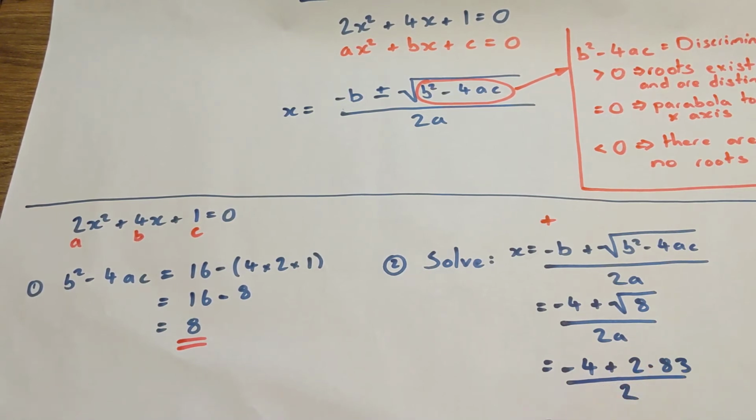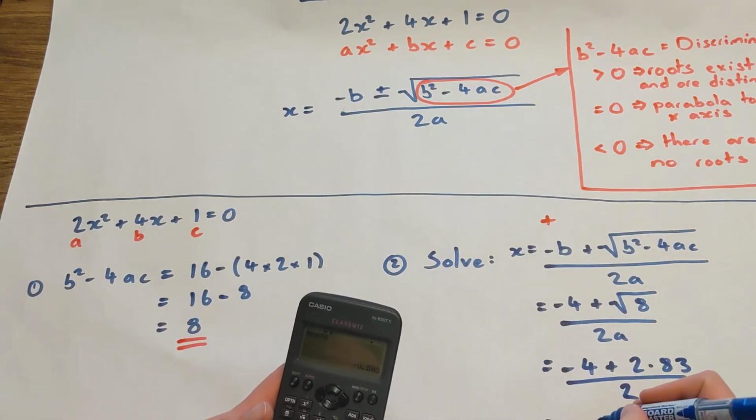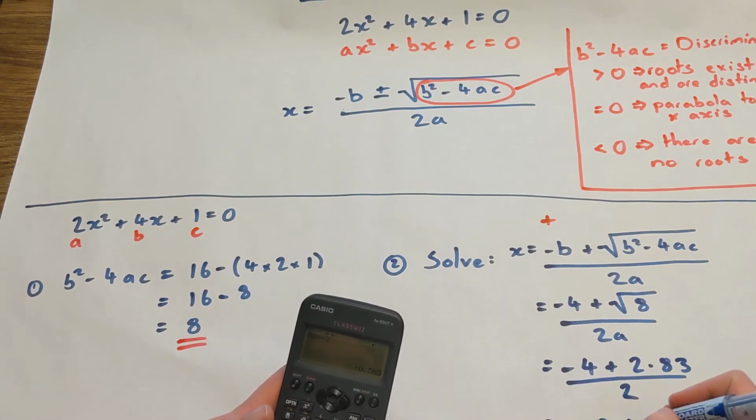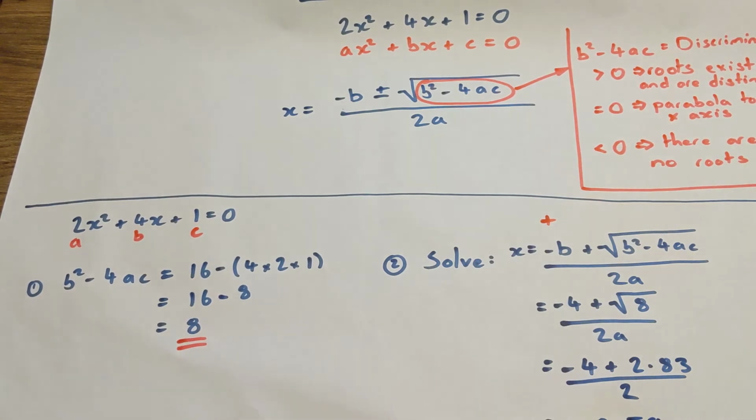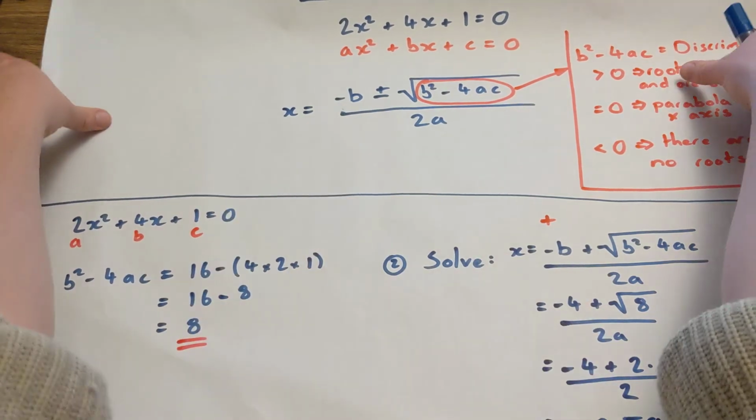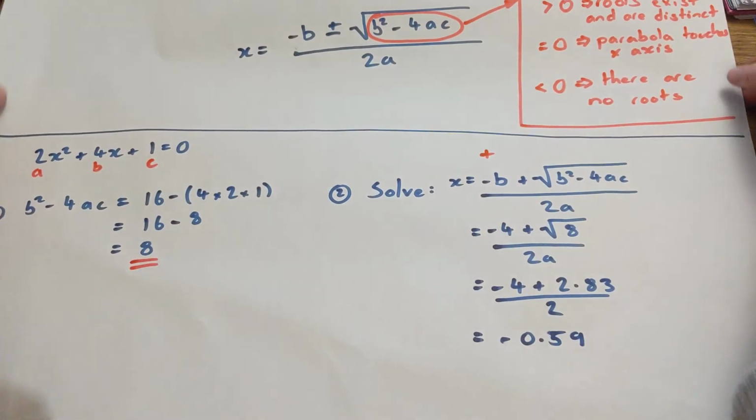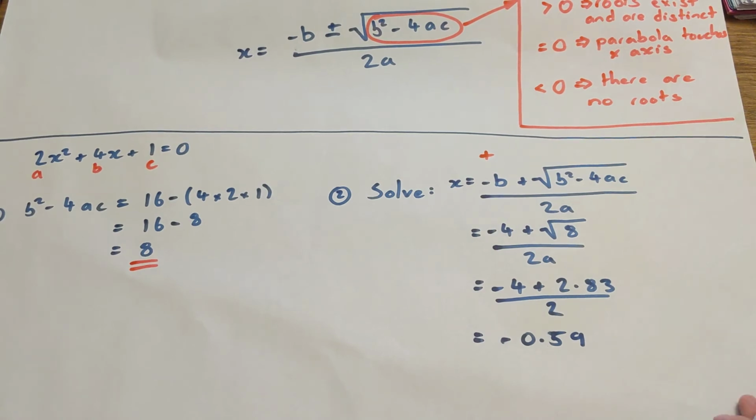You can pop it onto your calculator if you want. So we've got negative 4 plus 2.83, and then we divide that by 2. That gives us negative 0.59 to 2 decimal places. So that's one of the solutions to this equation.